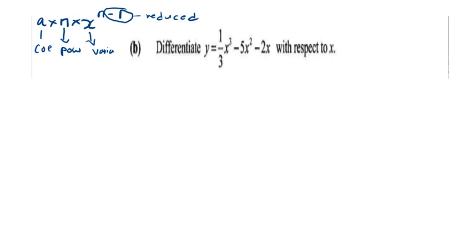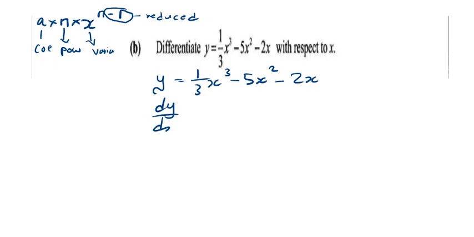So you say y is equal to 1 over 3 x to the power 3 minus 5x to the power 2 minus 2x. When we differentiate this with respect to x, we are going to have dy over dx, which is equal to the coefficient multiplied by the power, which is n. So you just say 1 over 3 multiplied by 3 multiplied by the variable, which is x, to the power what?